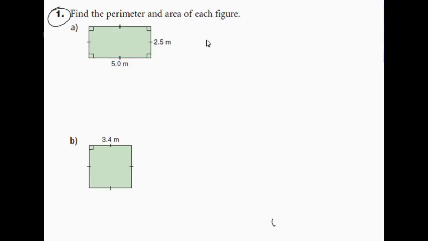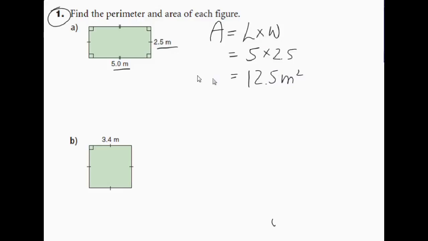So we have a rectangle here. We're going to start with the formula for a rectangle, which is length times width. Our length is 5. Our width is 2.5, so it's 5 times 2.5, which is going to give us 12.5. And the unit is meters. So this is going to be meters squared, always for area.